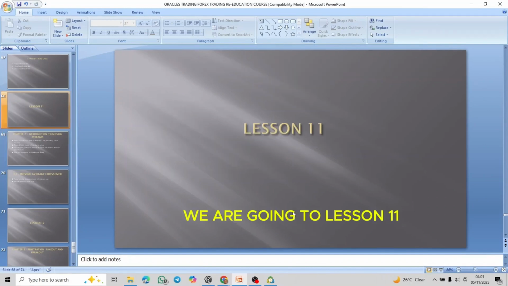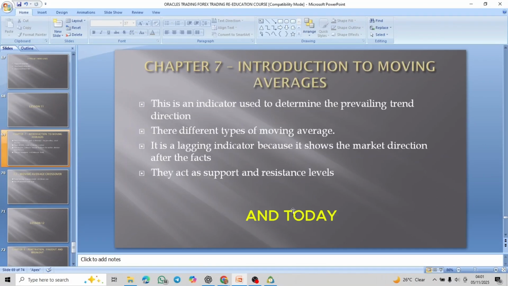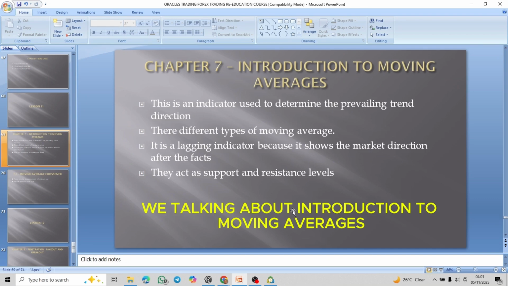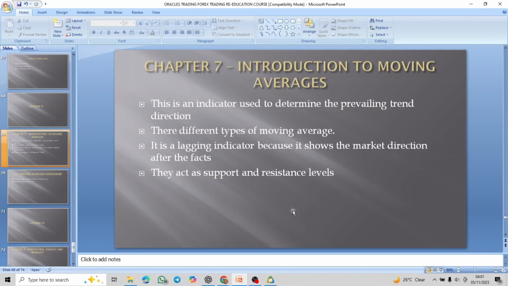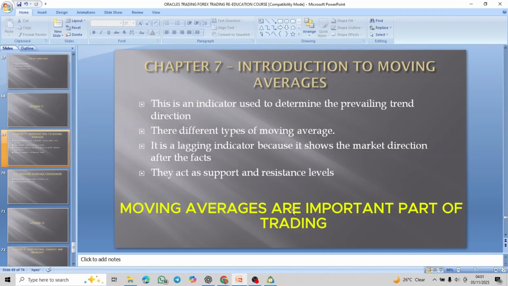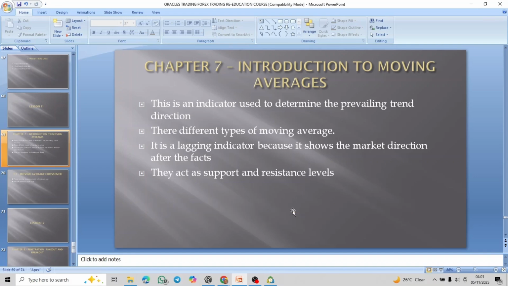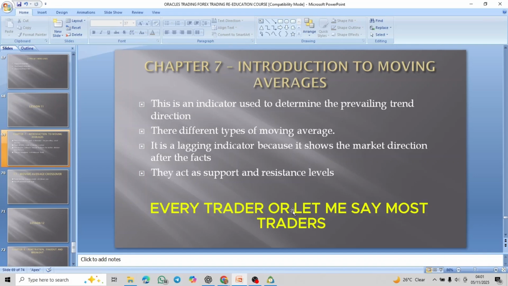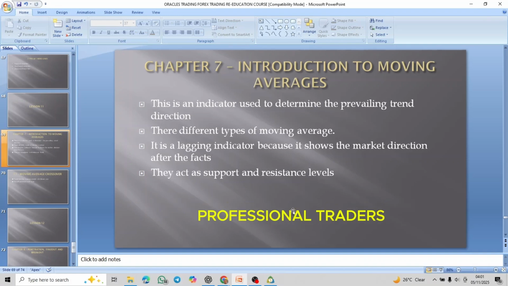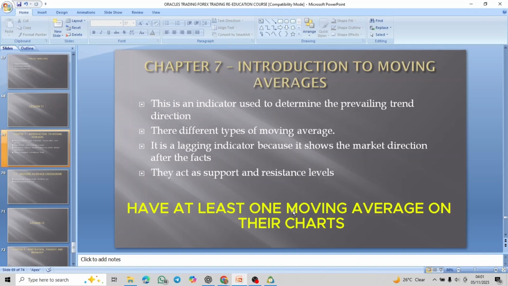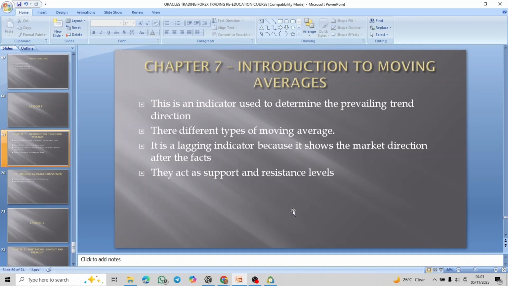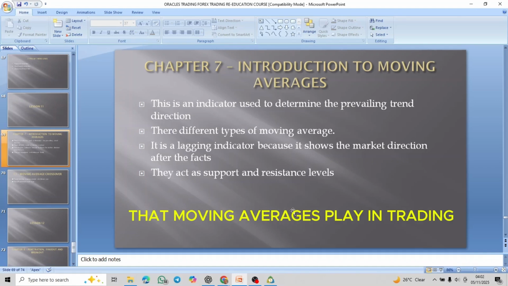We are going to lesson 11, and today we'll be talking about introduction to moving averages. Moving averages are an important part of trading. Every trader, or let me say most professional traders, have at least one moving average on their charts. This is because of the role that moving averages play in trading.